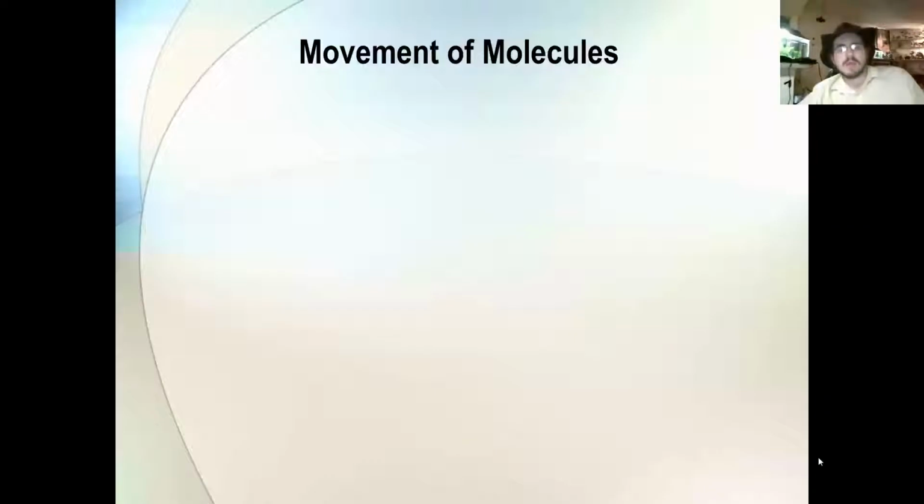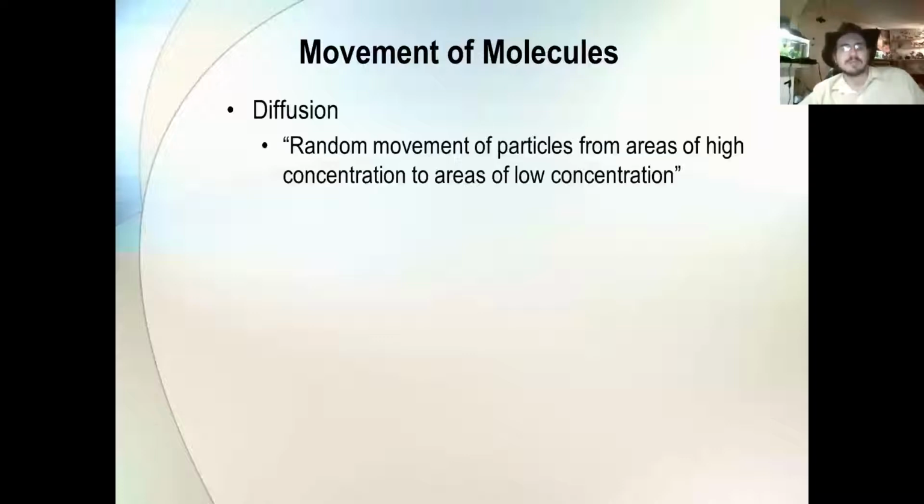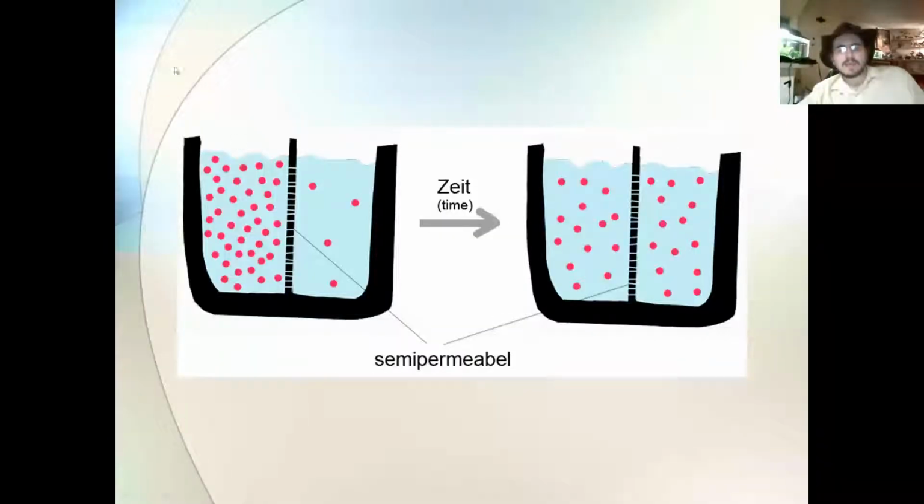So, when we want to talk about movement of molecules, we need to talk about diffusion and osmosis. So diffusion is the random movement of particles from areas of high concentration to areas of low concentration. So here's my awesome German diagram of diffusion. So here are all these particles here. And here's a membrane that these particles can move across. And they are highly concentrated on this side of the membrane and have a very low concentration on this side.